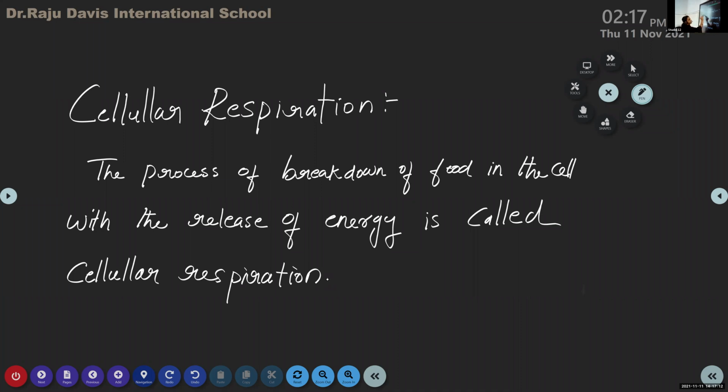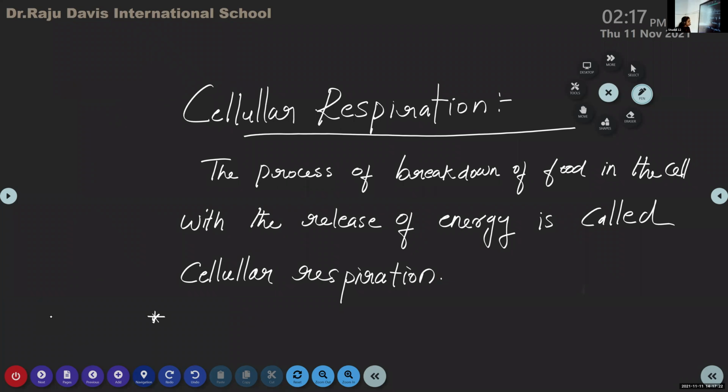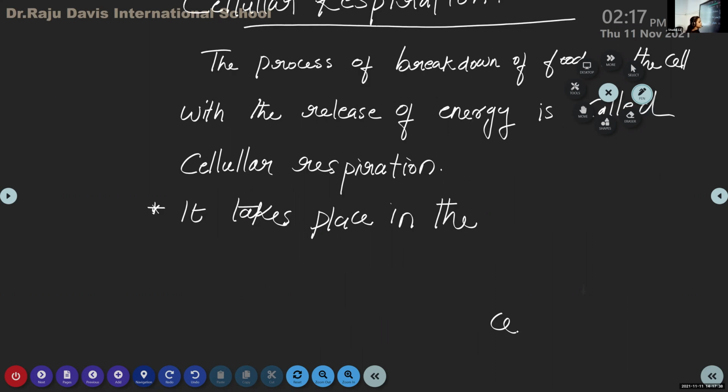And where does cellular respiration take place? In the cells. Yes, cellular respiration takes place in the cells. It takes place in the cells of an organism.